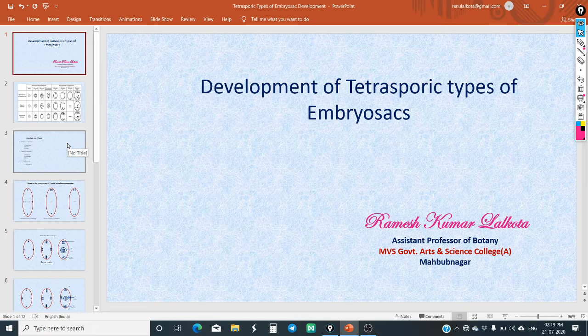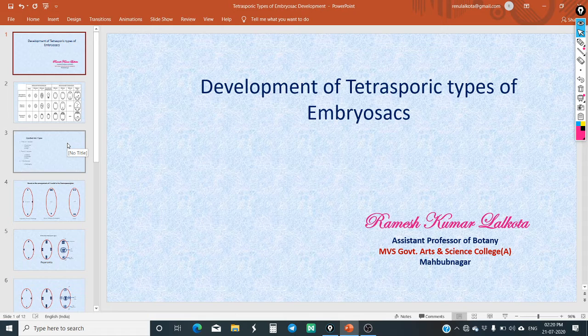This megaspore mother cell, after meiosis, develops a megaspore tetrad. Inside the megaspore tetrad, we have four megaspore nuclei. Based on how many of these megaspore nuclei participate in the further development of the embryo sac, embryo sac development is divided into monosporic type, bisporic type, and tetrasporic type. If only one megaspore is functional and the other three megaspore nuclei degenerate, then such embryo sac development is known as monosporic type of embryo sac development.